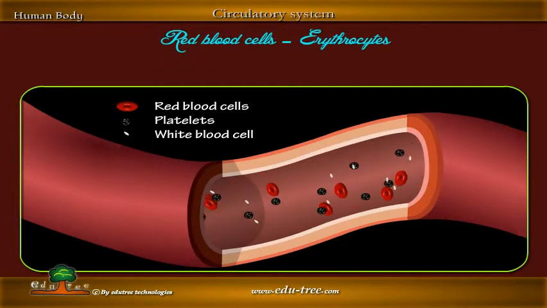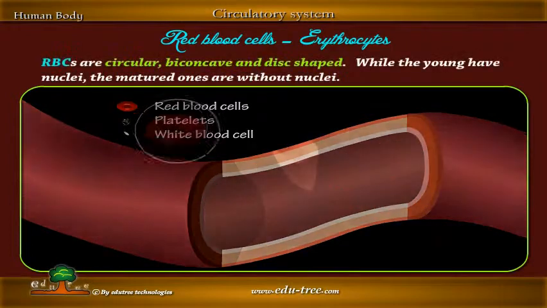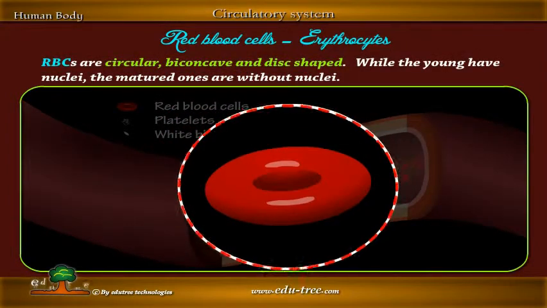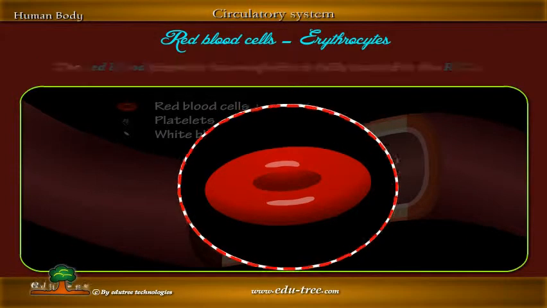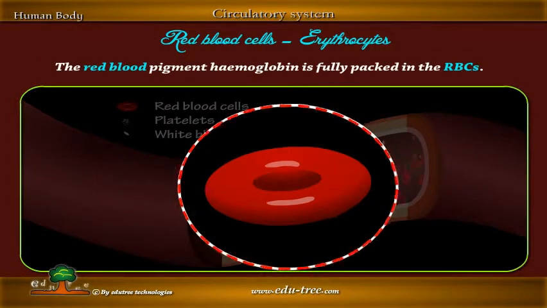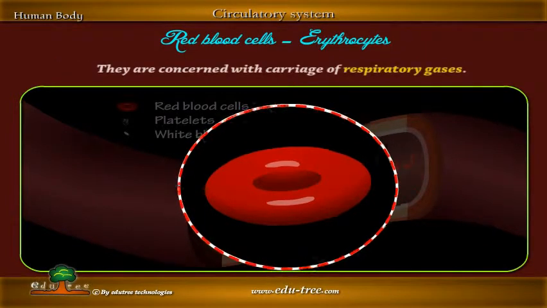Red blood cells, erythrocytes. Red blood cells are circular, biconcave and disc-shaped. While the young red blood cells have nuclei, the matured ones are without nuclei. The red blood pigment hemoglobin is fully packed in the red blood cells. They are concerned with carriage of respiratory gases.